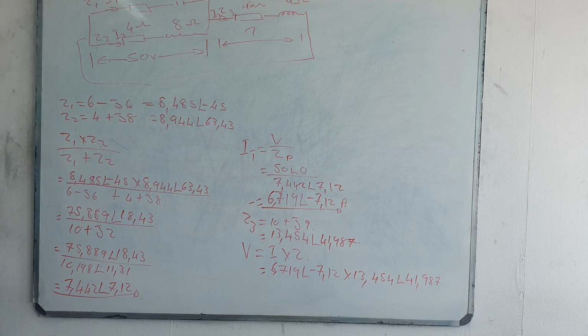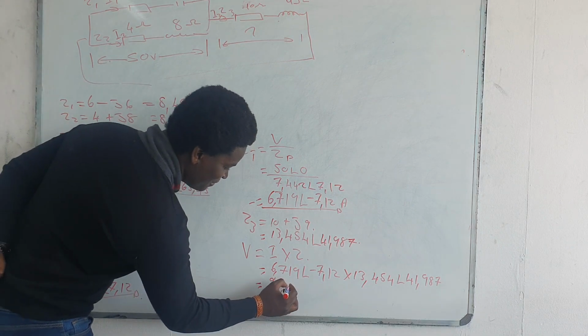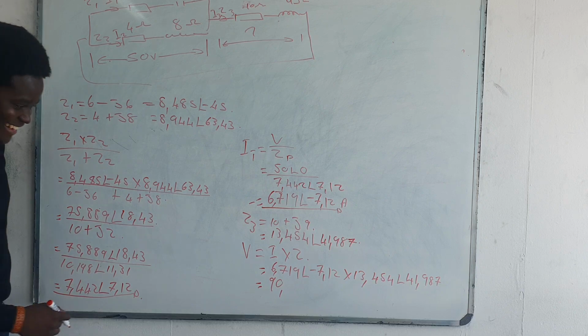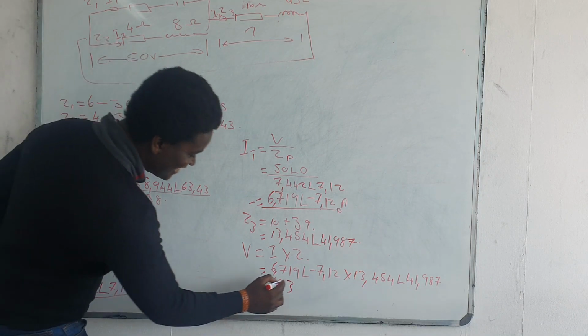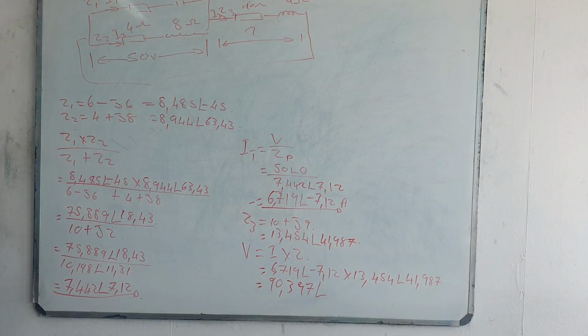I'm guessing 90. It's 90. Yeah. Did you get it? I got it. Yes, 90,397. What did the textbook get? The textbook got 90,4, which means they rounded off.